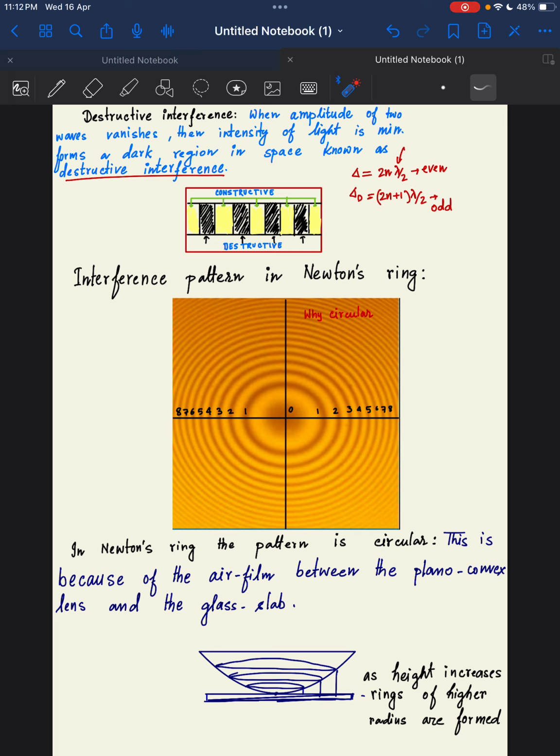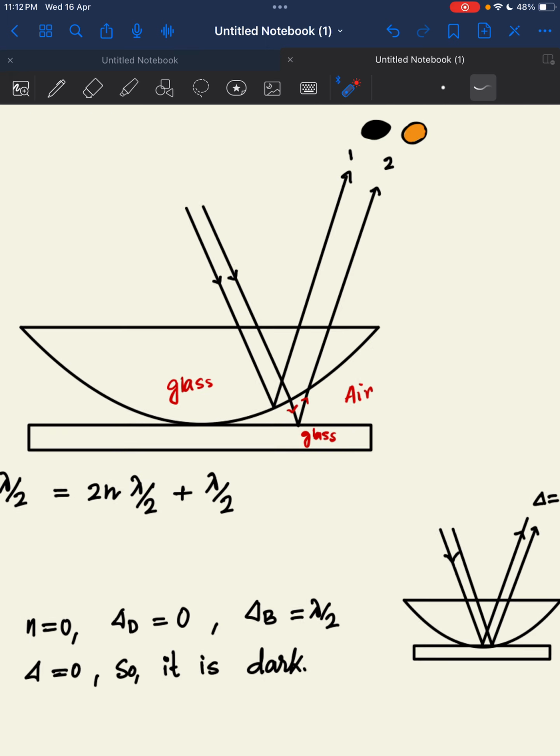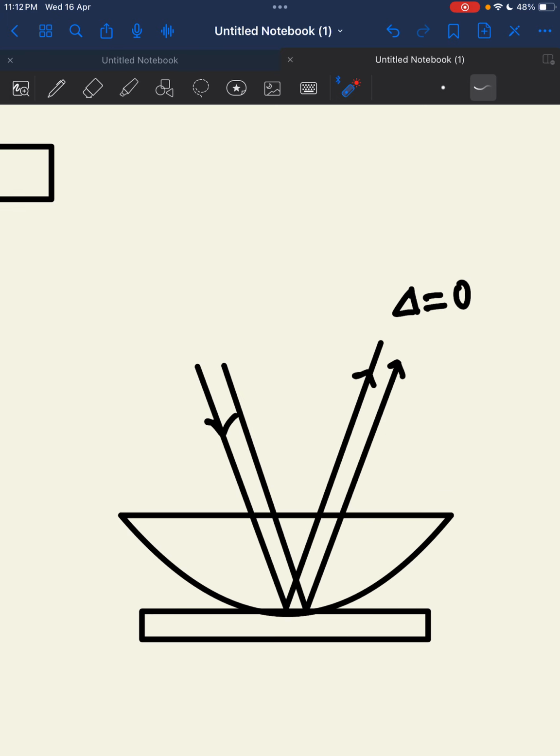Now, have you closely looked? The center is a fuzzy dark region. So this is not just a dark spot but a fuzzy dark region. We'll also try to understand why the center is like that. First of all, at the center, what is happening? We can look at this picture.